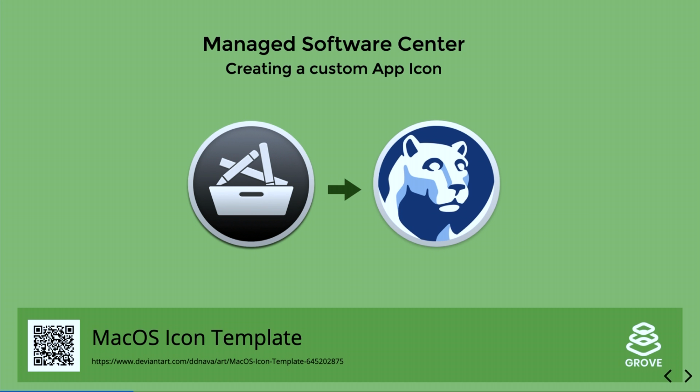Each tool has branding or theming undertones. Some are robust, others not so much. Let's start with Munki. Let's walk through the process of creating an app icon for Munki in the Managed App Store. How many already have an icon created?